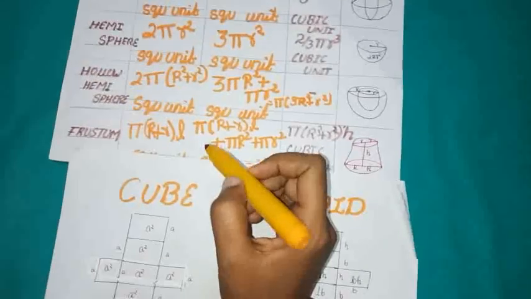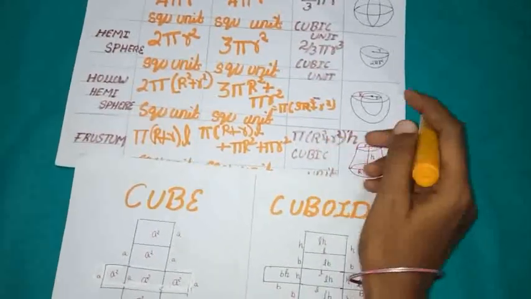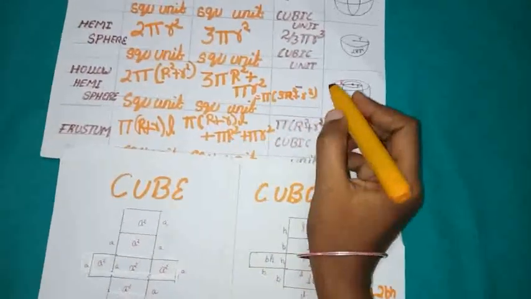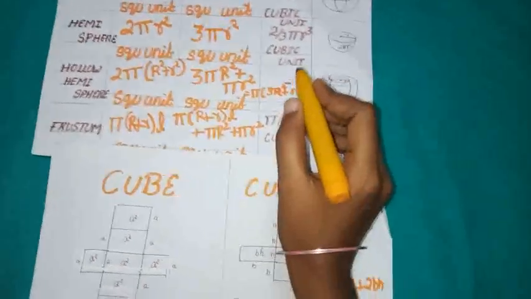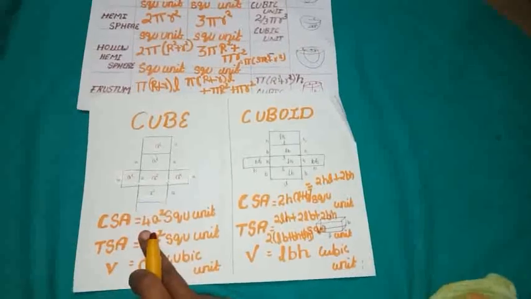Next one, here the first term is the TSA formula. This is the volume formula. Each and every area must have a square unit. Each and every volume must have a cube unit. Next, this is the cube and cuboid formula. First, the curved surface area formula.